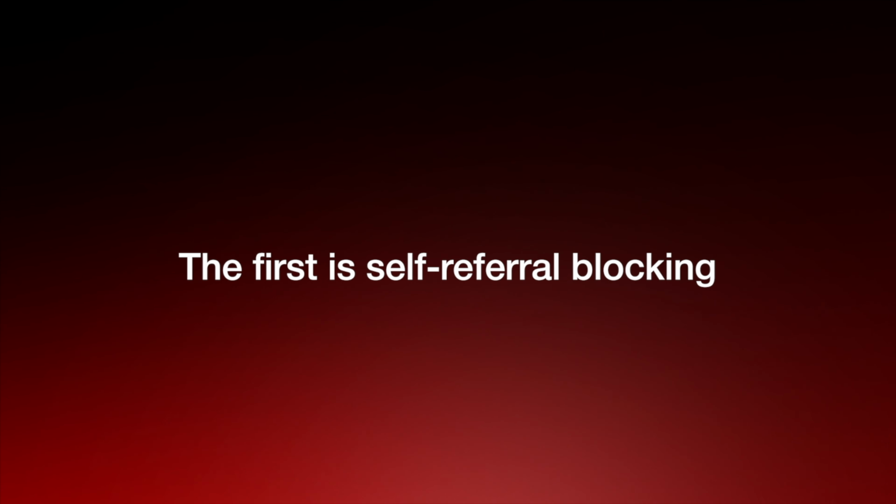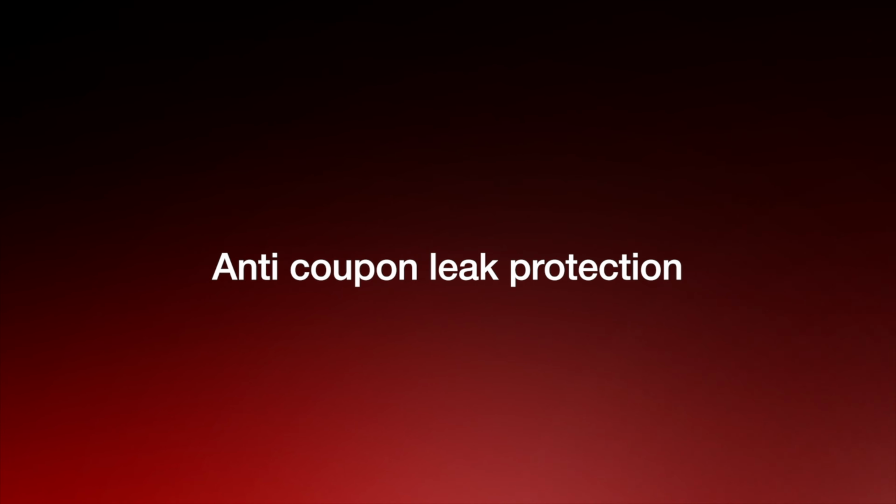So you want to enable 4 things within UpPromote. The first is self-referral blocking. This stops an influencer from just buying through their own link to generate fake commissions. The second is anti-coupon leak protection. This just prevents your codes from showing up on deal sites like Honey or Retail Me Not, where random people use them and you get 0 promotional value.